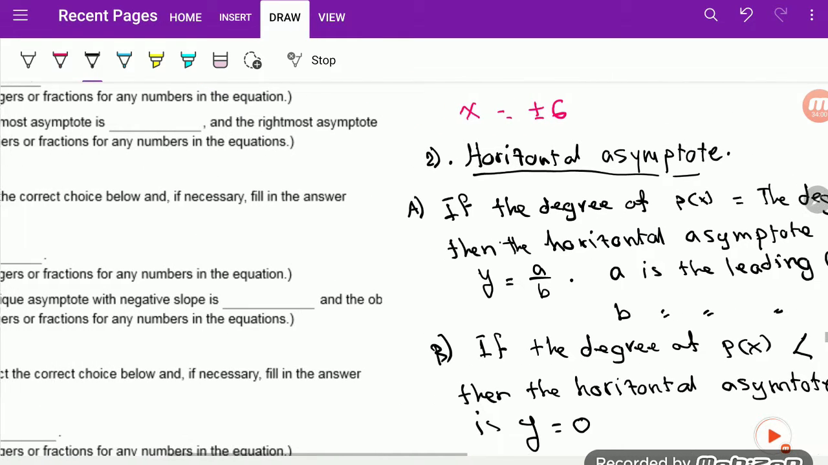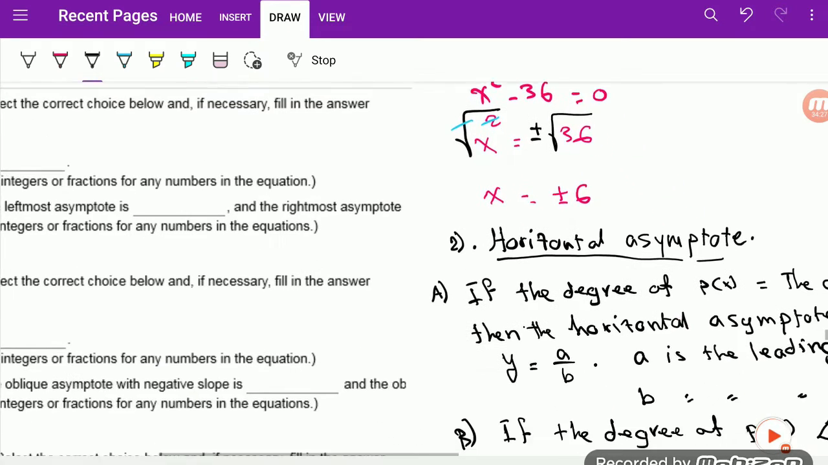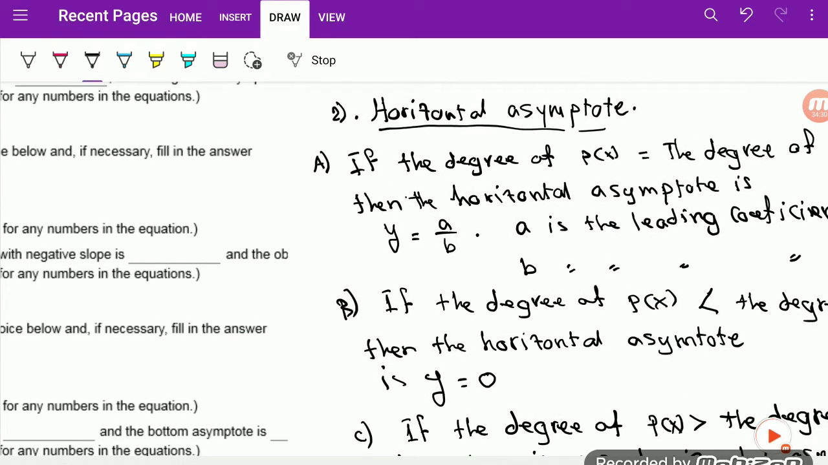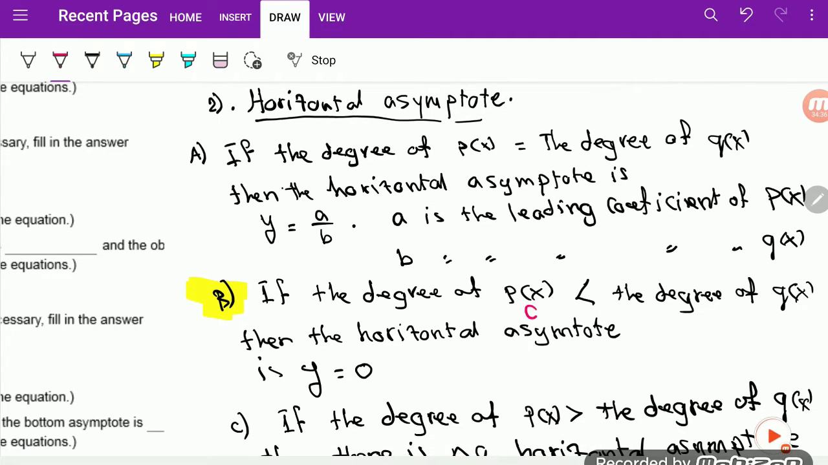Okay, let's look at P and Q here. What is the degree of P? The degree of P is 0, because we have a constant function. P of x is only 36, so it's a 0 degree polynomial. Q of x has degree 2. So which case applies? Case B, right? The degree of P is 0 and the degree of Q is 2, so the horizontal asymptote is y equals 0.